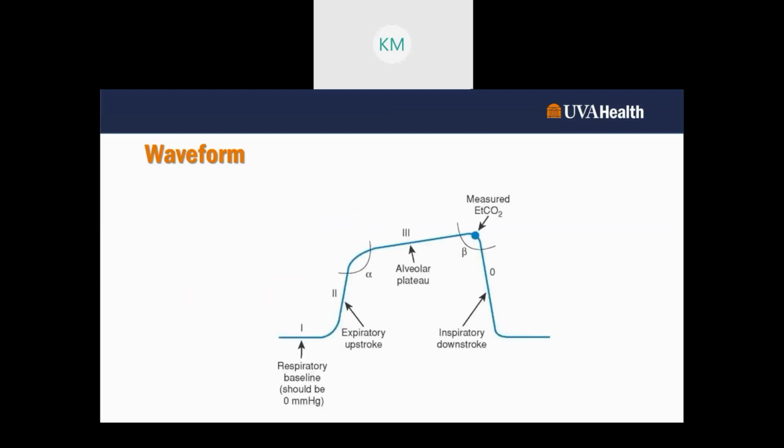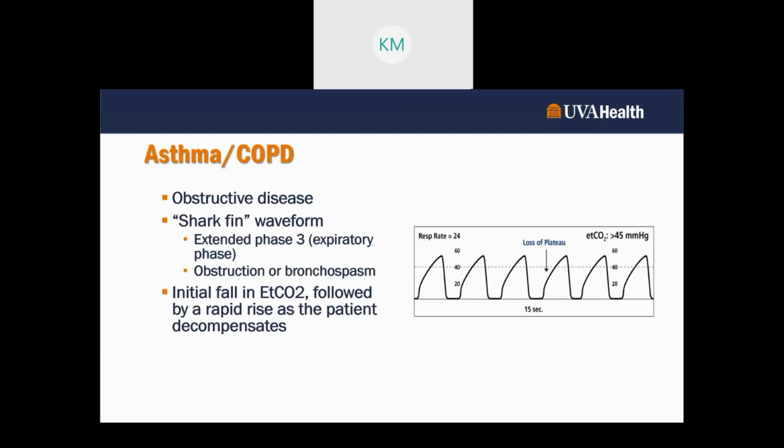Again, thinking about our normal waveform, this is what a normal waveform looks like before we sashay into asthma or COPD, which will give me an abnormal waveform. This is an obstructive disease, and what I'm seeing here is this shark fin waveform. Kind of reminds me of Finding Nemo. I have an extended phase 3, my expiratory phase. I don't have that plateau that's rising a little bit. I don't have my boxy rectangular-shaped waveform, and this is due to the obstruction or bronchospasm that's occurring.